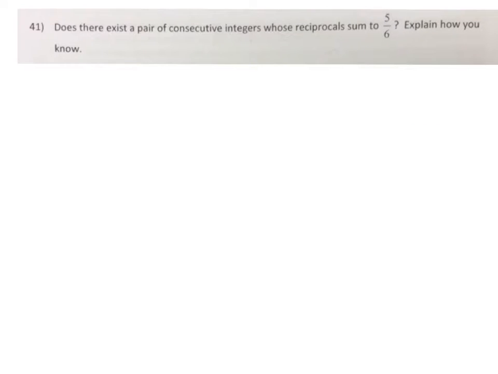All right, number 41. Does there exist a pair of consecutive integers whose reciprocals sum to 5/6? Okay, so there's a couple different terms that we have to know here. First of all, consecutive integers are integers that follow each other in order. So for example, 4 and 5 are consecutive integers, or 8 and 9 are consecutive integers.